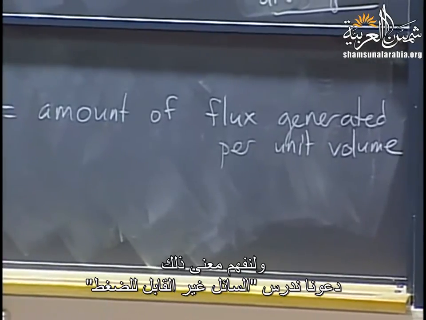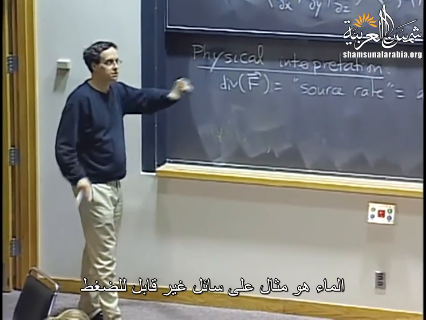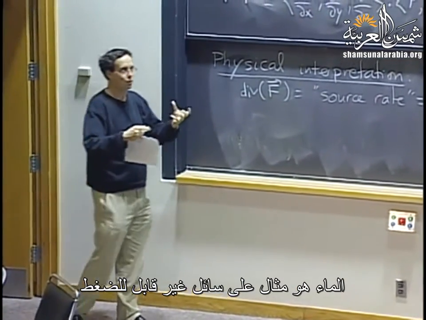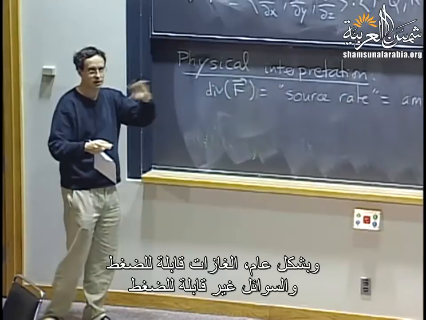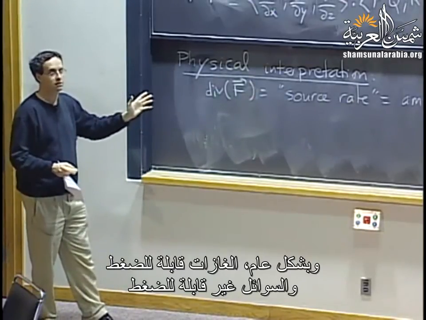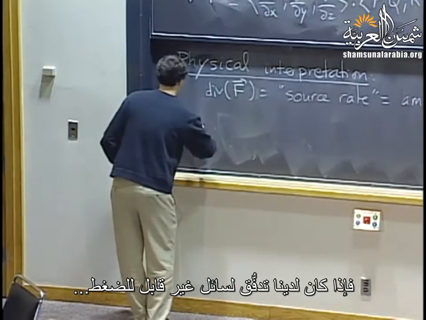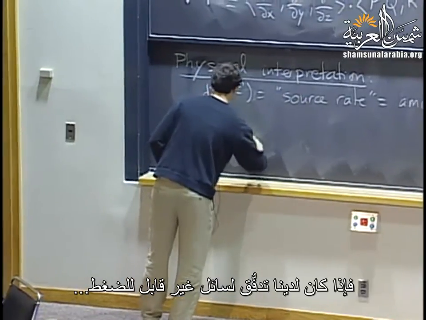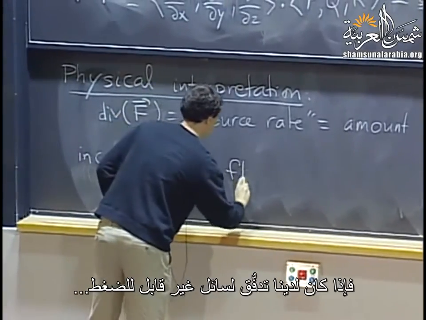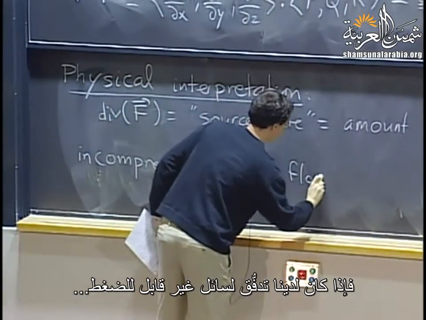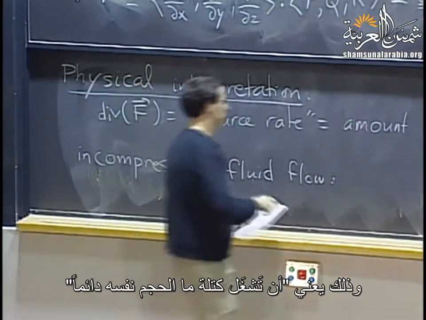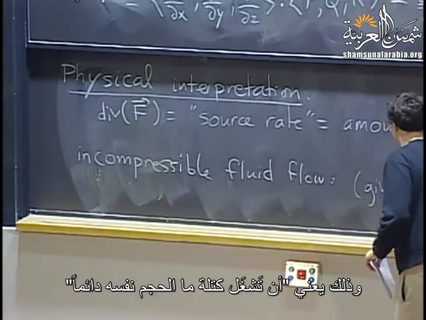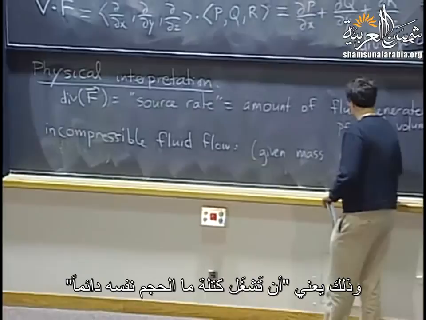To understand what that means, let's think of what's called an incompressible fluid. An incompressible fluid is something like water, for example, where a fixed mass of it always occupies the same amount of volume. Gases are compressible, liquids are incompressible, basically. So if you have an incompressible fluid flow, again, what that means is really that a given mass always occupies a fixed volume.